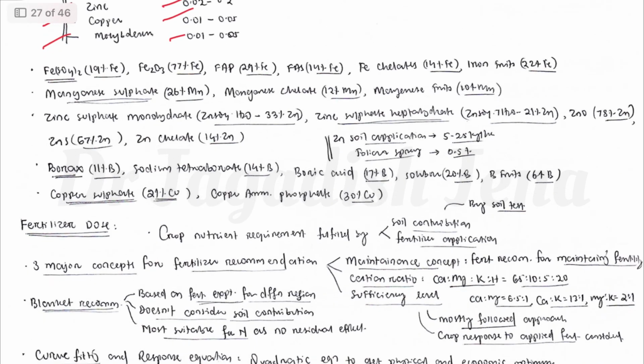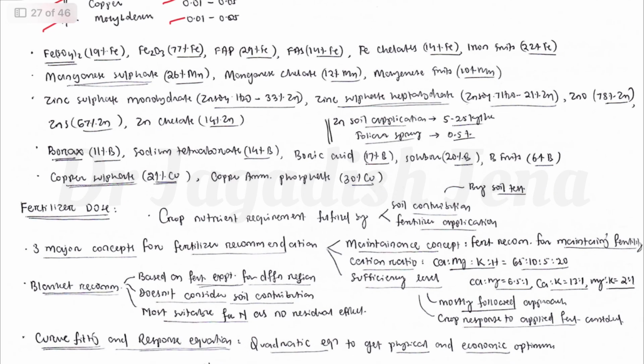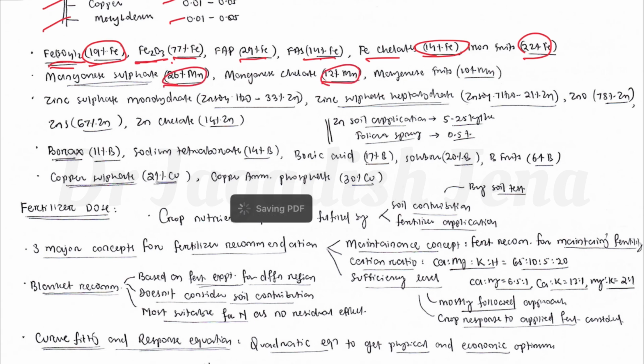Some examples of micronutrient fertilizer: iron sulfate FeSO4, that contains 19% iron. Fe2O3, ferric oxide, 77% iron. FAP, 29% iron. FAS, ferrous ammonium sulfate, 14% iron. Iron chelate contains 14% iron. Iron frits contain 22% iron. Manganese sulfate 26% manganese. Manganese chelate 12% manganese. Manganese frit 10% manganese. Then zinc sulfate monohydrate, ZnSO4.H2O, contains 33% zinc.